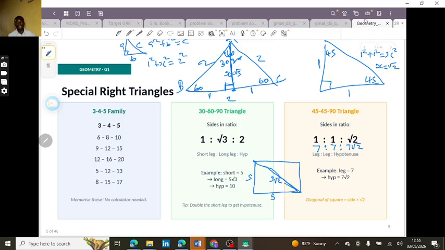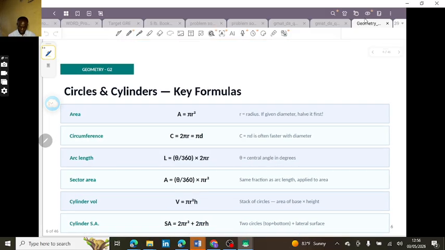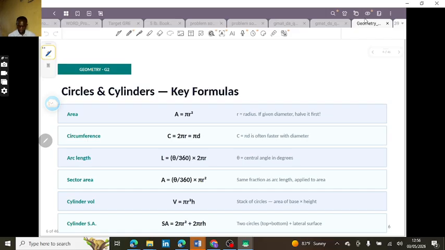Okay, don't forget that this 45, 90, if we complete this one, if we join this thing, it becomes a square. Okay, so these are the things we already know.